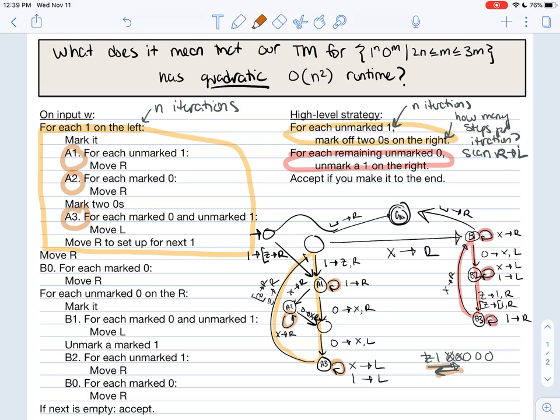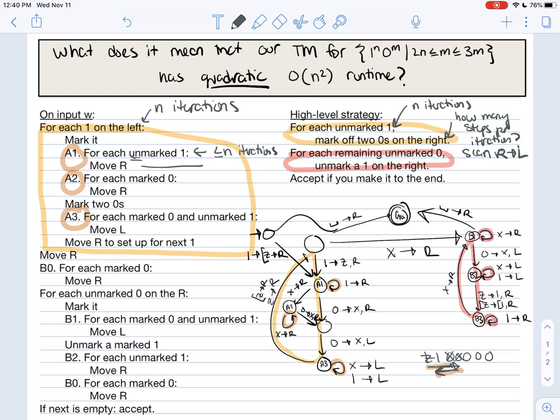So we can ask the same question for each of these inner for loops. We're going to ask how many iterations and how many steps per iteration. So the number of unmarked ones is going to be different for each iteration of the outer for loop, but every time it's going to be at most n iterations. We're never going to have more than n unmarked ones.